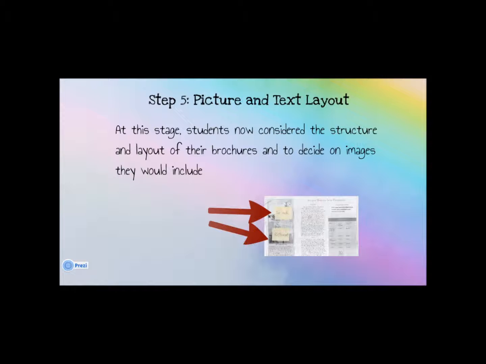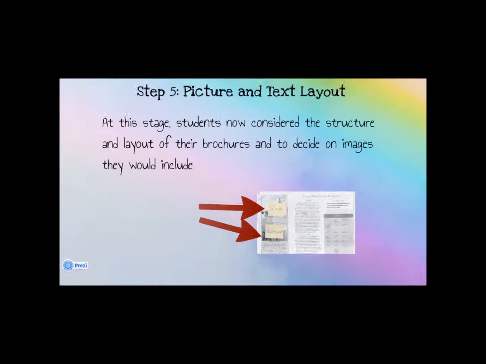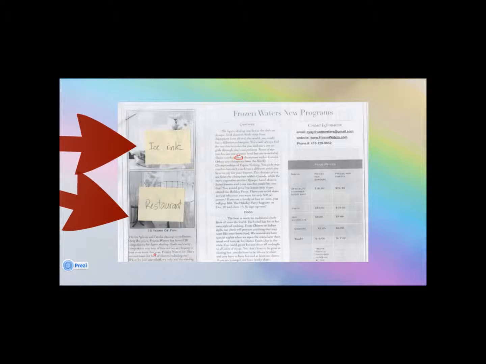Step 5. Picture and text layout. At this stage, students now consider the structure and layout of their brochures and decide on the images they would include. To help them in this process, it was suggested that they take little sticky notes and write out the kind of pictures they wanted on their brochures before they were actually inserted into them.